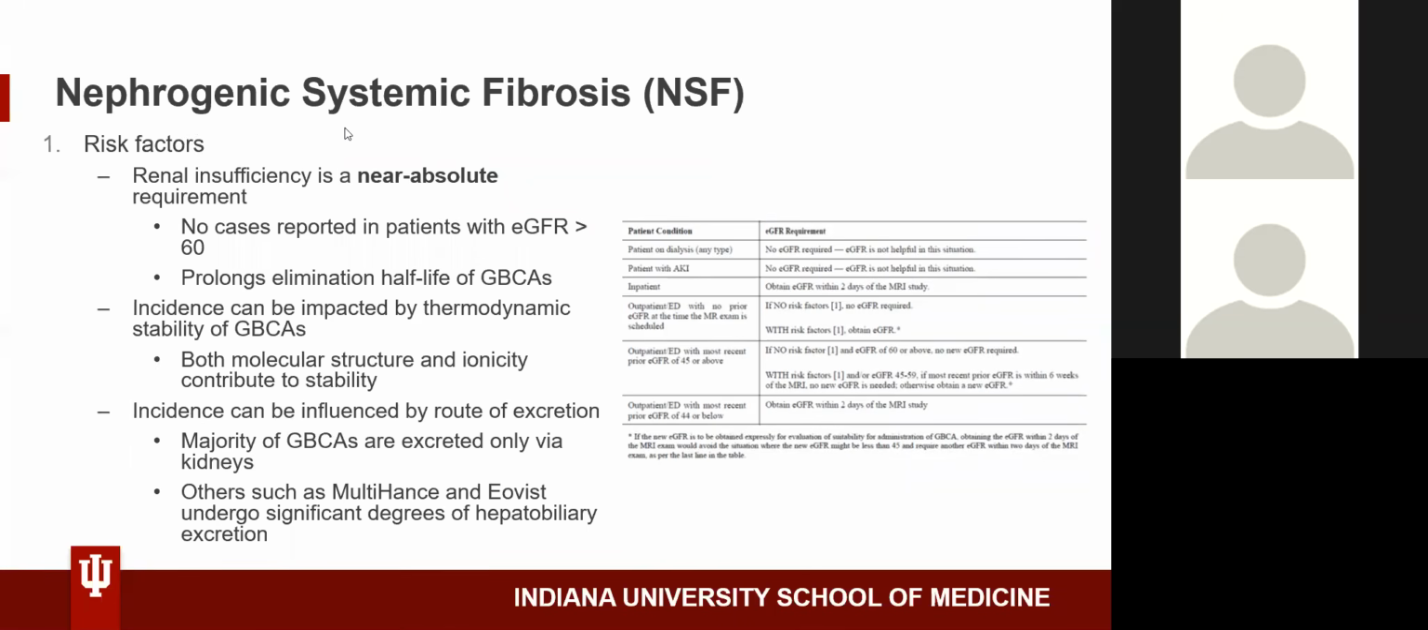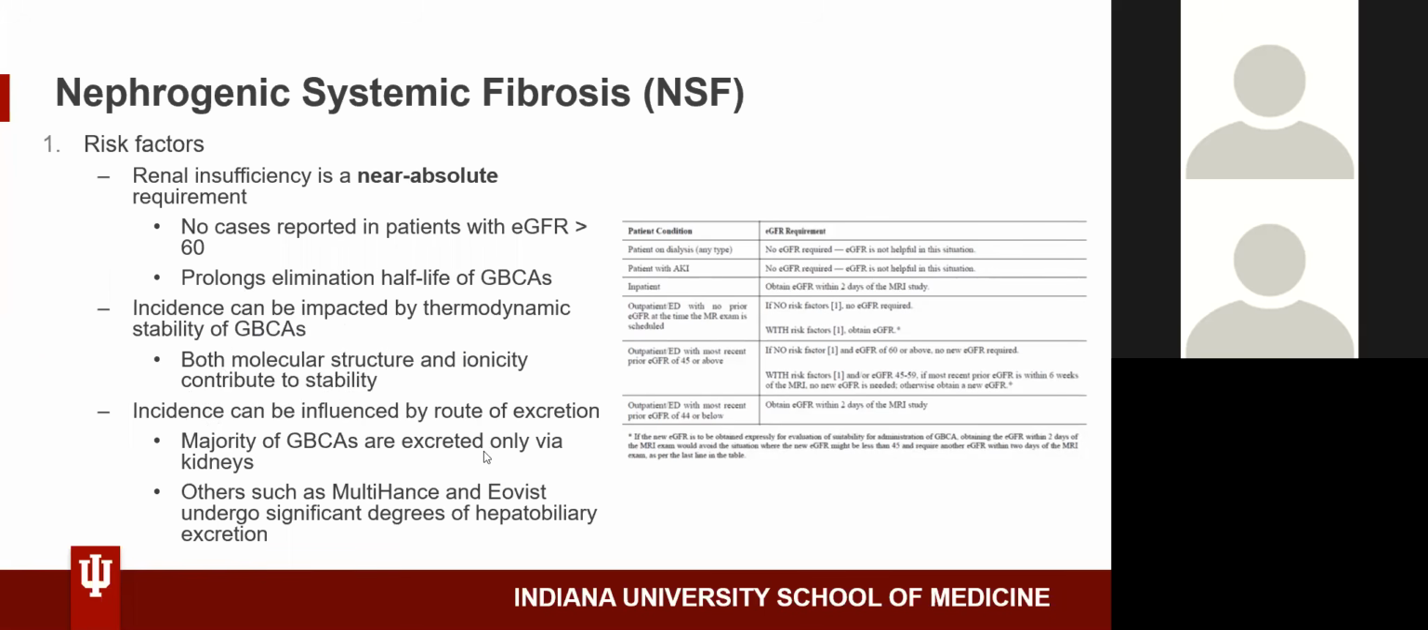So as far as risk factors for NSF, really the big one is renal insufficiency. It's basically a requirement for NSF to manifest after the administration of a GBCA. In fact, no cases have been reported in patients with a GFR greater than 60. Its incidence, as we've discussed, can also be impacted by the thermodynamic stability of GBCAs, where again, both the molecular structure and ionicity contribute to their stability. And it can also be influenced by the route of excretion.